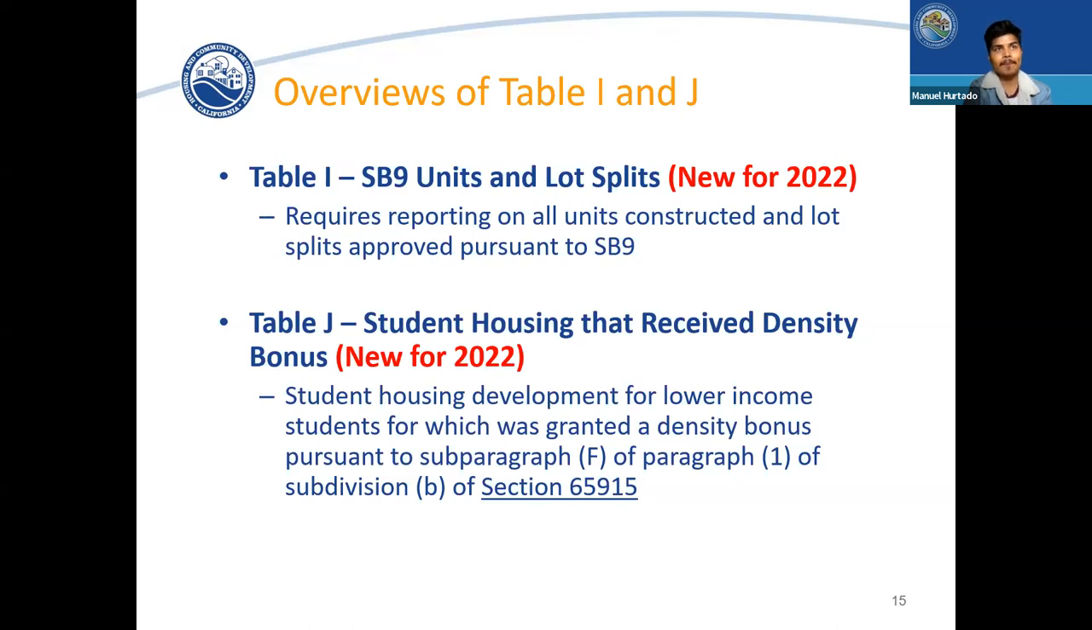Now for Table J, only report student housing development for low-income students that was granted a density bonus pursuant to subparagraph F of paragraph 1 of subdivision B of section 65915. Luckily, a very narrow group of housing developments qualify to be reported on this table. Please ensure developments meet all specified requirements before including them in this table. Next slide, please.